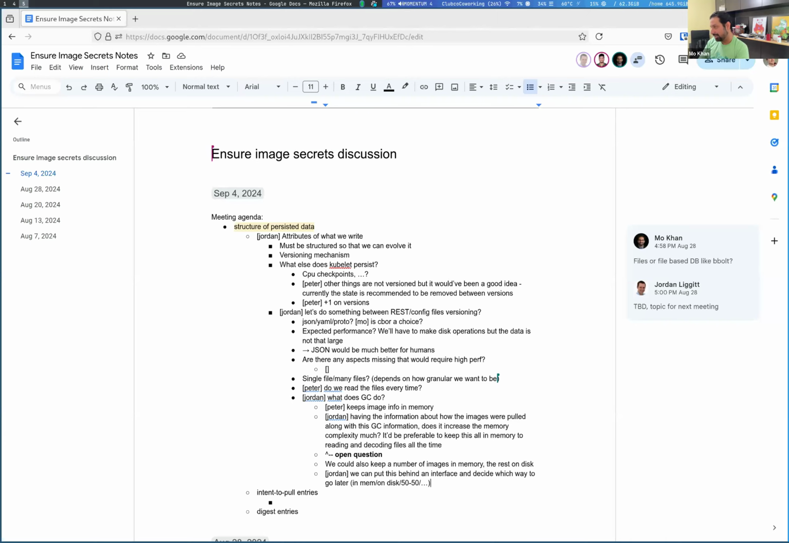The other question I had was, thinking about some of the conversation from last time and the before-pull state and the after-pull state and all those things: is the transactionality you get from something like Bbolt a better approach than having tiny little files that you write in a very specific order?